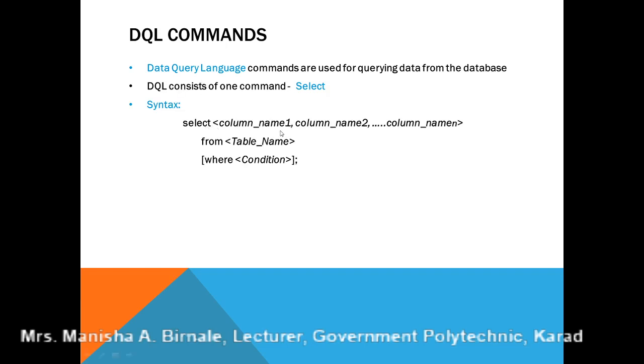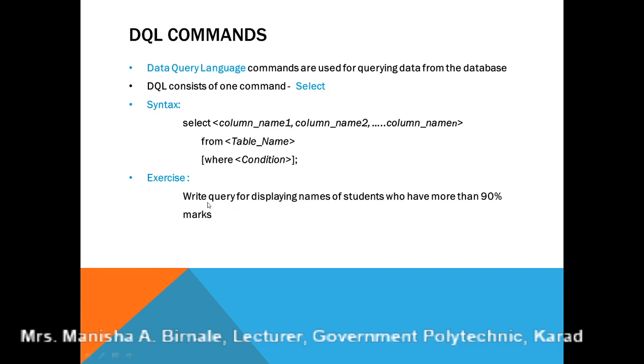Select column name 1, comma, column name 2 and so on from table name, and here the where condition is optional. If you want to select all the records from the table, there is no need of writing the where condition. If you want to select only a specific record from the table, then you have to write this where condition. If you want to see values of all columns, then instead of writing column names, you can write star also: select star from table name. And if you want to see only values of specific columns, then column names are written.